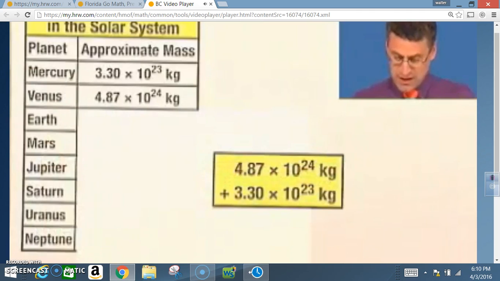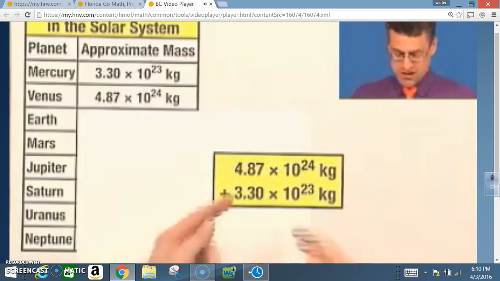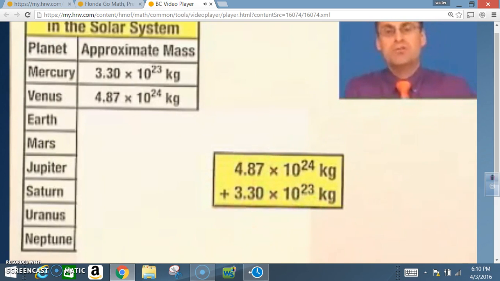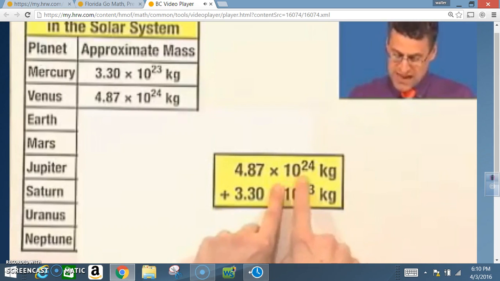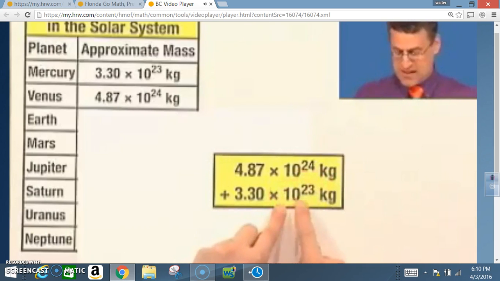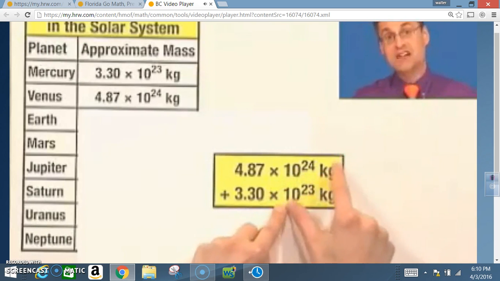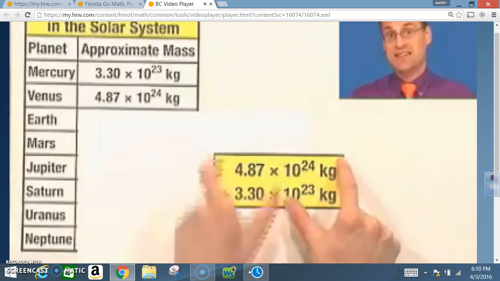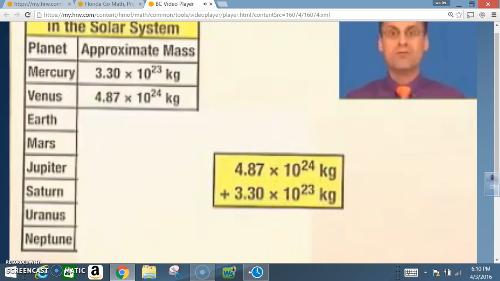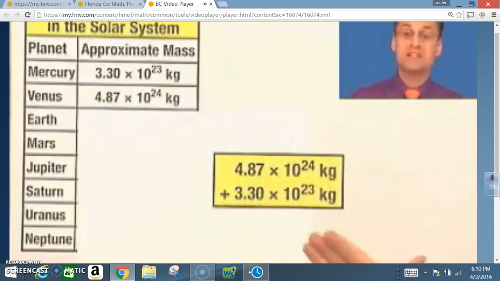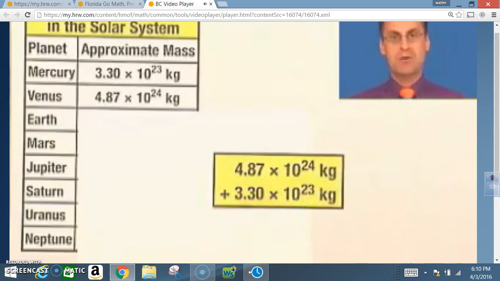The tricky thing here is that the temptation is just to start adding, right? But you've got to make sure that in some sense the units are the same. Now they're both kilograms, but the real units are this. This is written in 10 to the 24 kilograms. This is written in 10 to the 23 kilograms. They're not actually the same. So I can't just add these, even though you're tempted. Don't. What we first have to do is make sure these units are the same. In particular, make sure we have the same powers of 10.